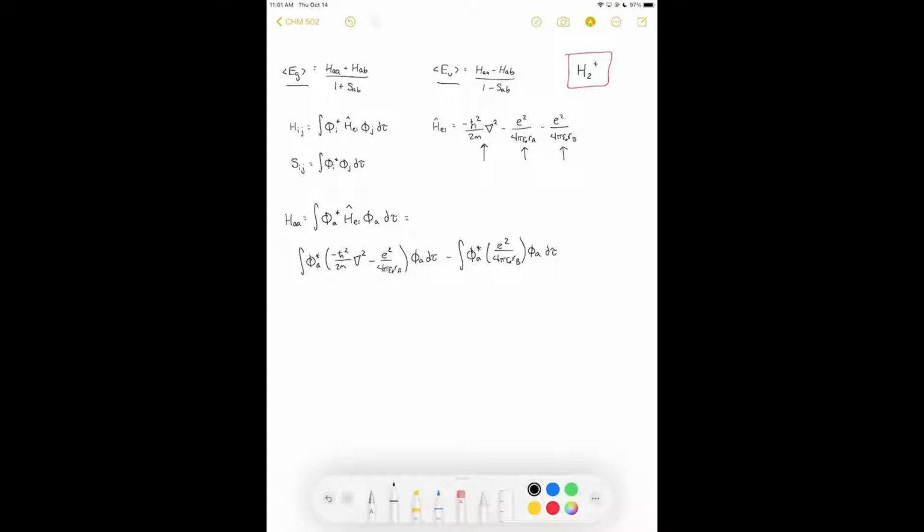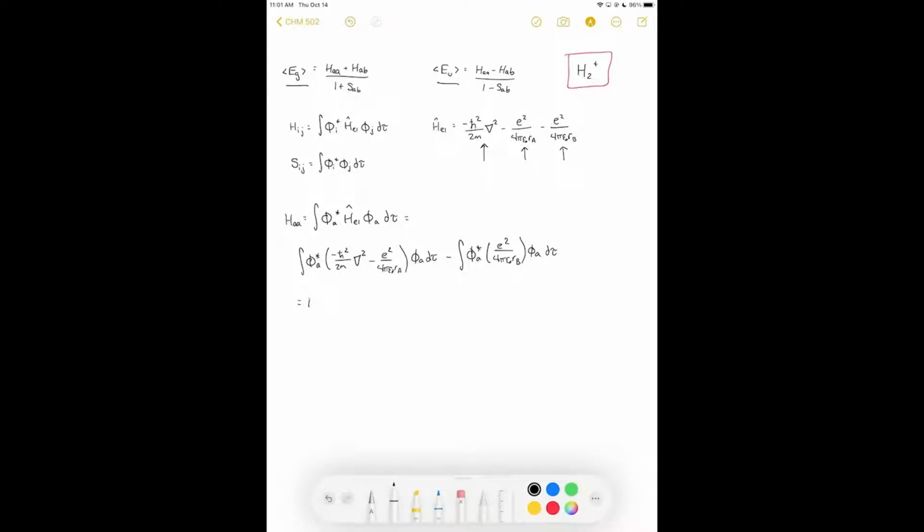Now, what do I have here? This first integral is the integral of the electron around nucleus A. The other function is the electron around nucleus A. And in the middle, we have the kinetic energy and the potential energy dealing with the electron and nucleus A. So this whole first integral is simply the integral of the average energy for an electron in the 1s orbital around a single hydrogen atom. And we know what that is.